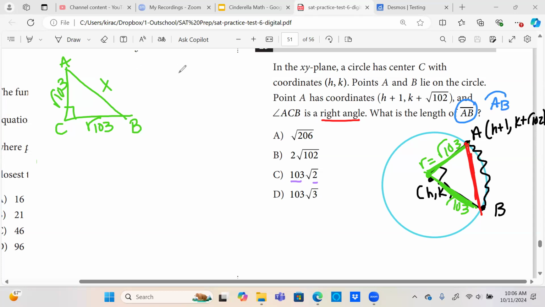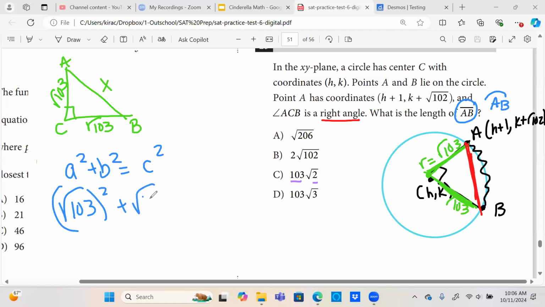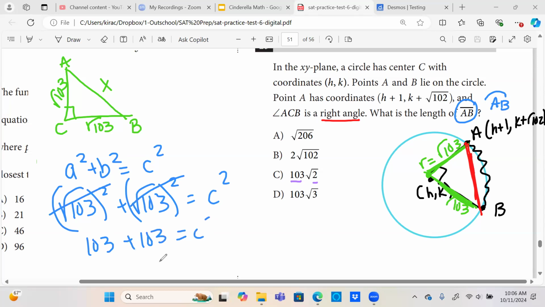So I guess my mistake was thinking that they wanted arc AB, but they want the segment length AB. So this is a sneaky Pythagorean theorem. A squared plus B squared equals C squared. So that'd be root 103 squared plus root 103 squared equals C squared. So this would cancel and just be 103, and this would cancel and just be 103. So we're looking at 206 is C squared, root, and there he is. Okay, so whoa. Actually not that hard of a problem once you know what they're asking. So no arc length needed.